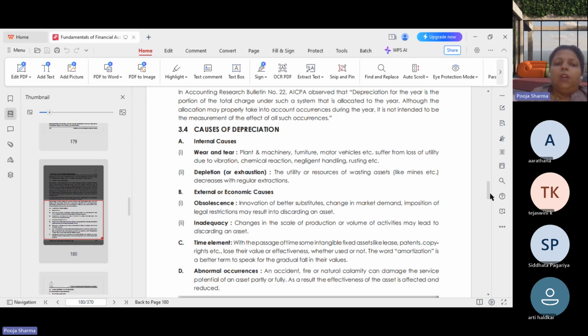So we have learned internal and external causes, or economic causes. Internal ones, we have to deal with them; we don't have any other option.